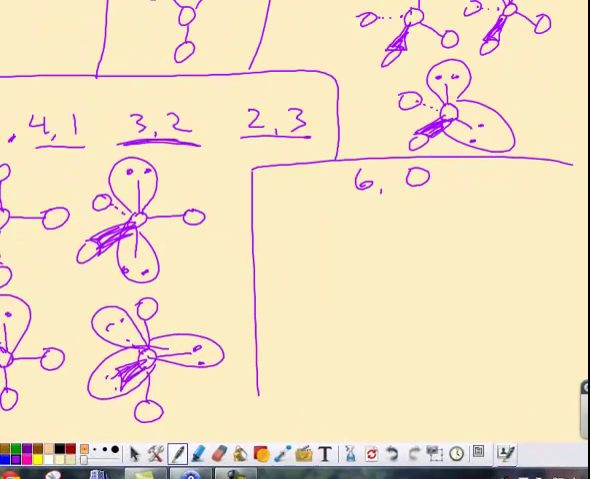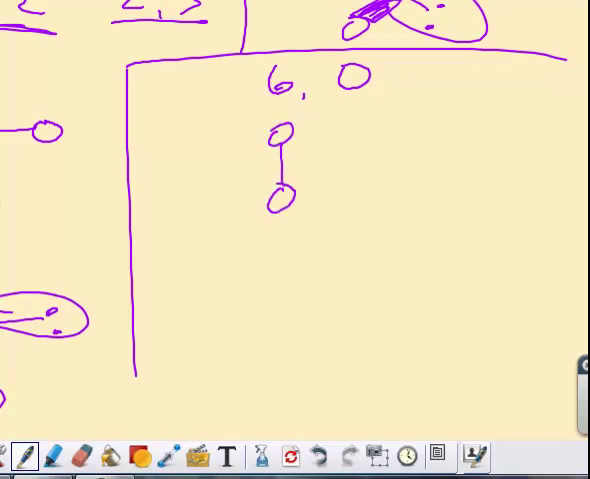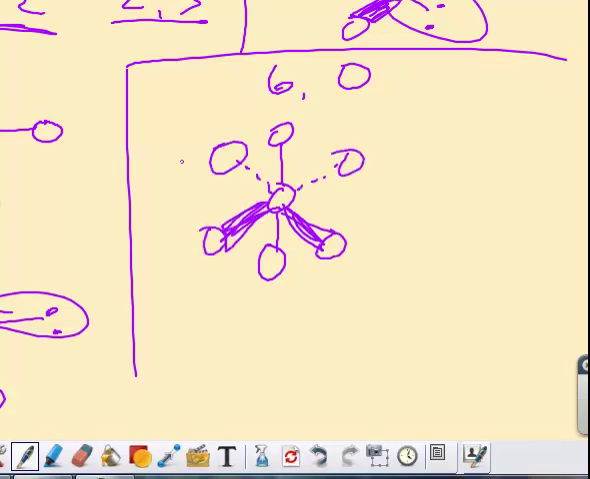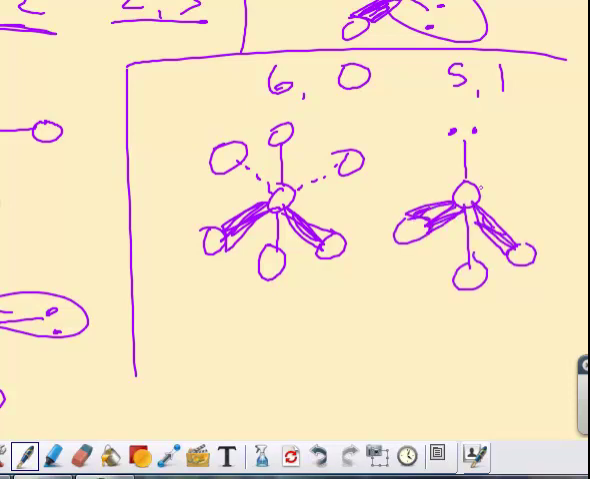So 6 and 0, we have the one above and the one below. So now we have 2 coming out towards us and 2 going into the board away from us. So there's that, they're 90 degrees, that octahedral shape. Same with 5 and 1. The difference again being we take away 1. So one coming out, that one's still down there, another one coming out towards us, one going in, another one going in, and then again that extra electron pair making that polar.